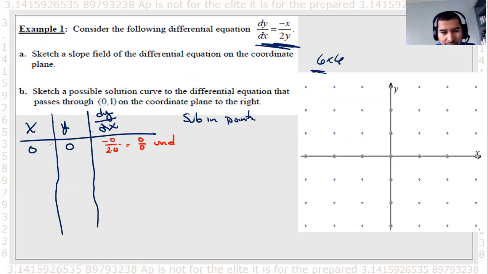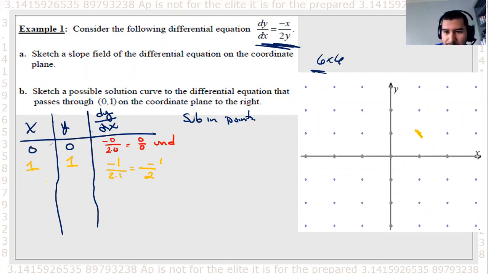Okay, let's pick a different dot. Let's go with 1 and 1. So this is negative 1 over 2 times 1. All we're doing right here is filling this in, and this looks to me like negative 1/2. So at 1, 1, at this point right here, I'm going to put the slope of negative 1/2. So it's going to be decreasing like so.